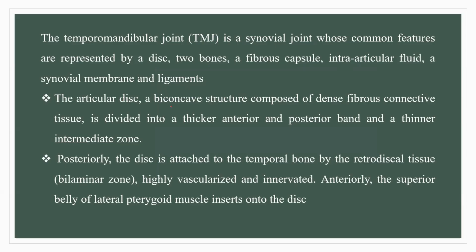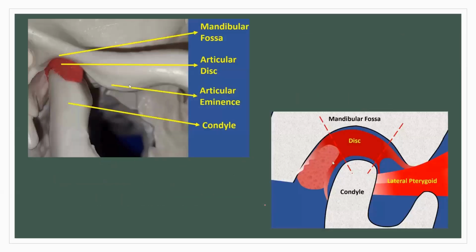The articular disc, as we have already said, is a biconcave structure composed of dense fibrous connective tissue. Posteriorly, the disc is attached to the temporal bone by the retrodiscal tissue. It is highly vascularized and innervated, as we have said. Anteriorly, the superior belly of the lateral pterygoid muscle inserts into the disc. So this is a clearer picture of what we were saying. This red part that you can see over here, in the first picture, gives you a picture of your articular disc. This is a soft tissue component in your TMJ.